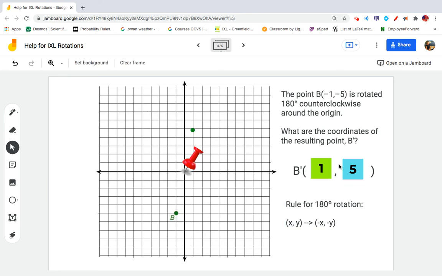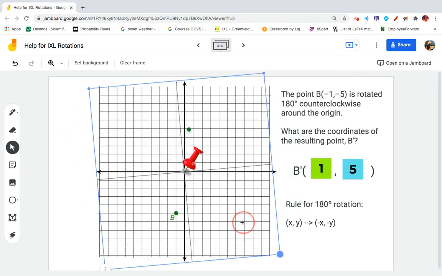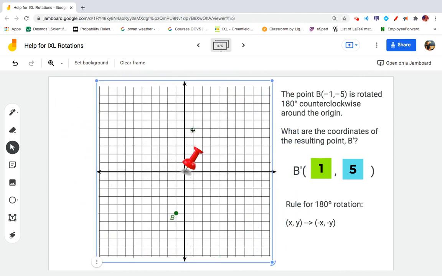Now, would that have also worked with a clockwise rotation? Well, let's check it out. Let's put point B back to where it started. There's where point B started. And this time, let's go 180 degrees clockwise. So we're going to do a 90 degree clockwise rotation, and then the 180 degree clockwise rotation. And sure enough, the coordinates for B prime are 1, 5.